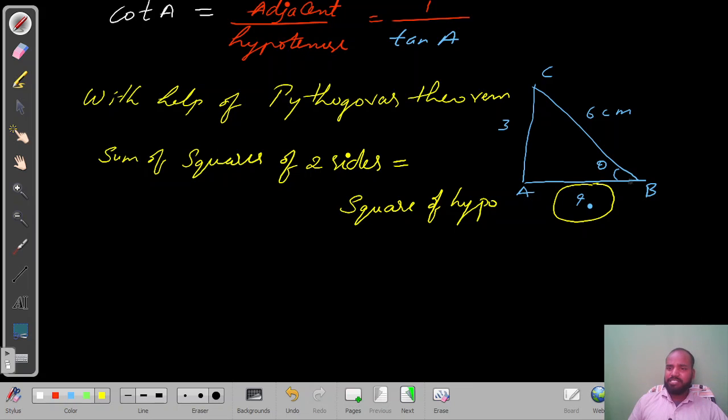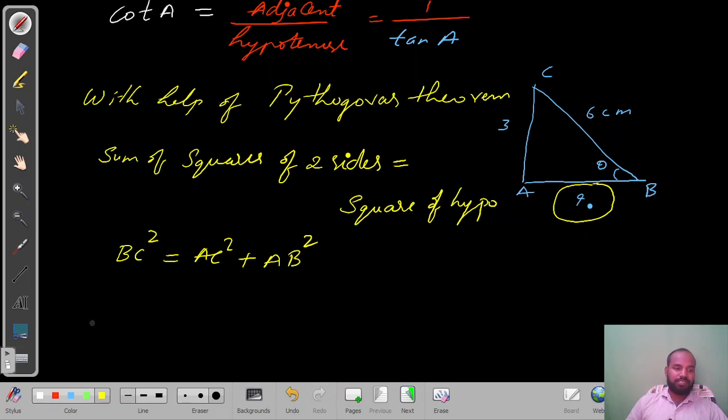So what is the hypotenuse here? BC is the hypotenuse, right? So BC square is equal to, what can we write here? BC square is equal to AC square plus AB square. Yes or no? If your triangle is different, we can write one more like this also.